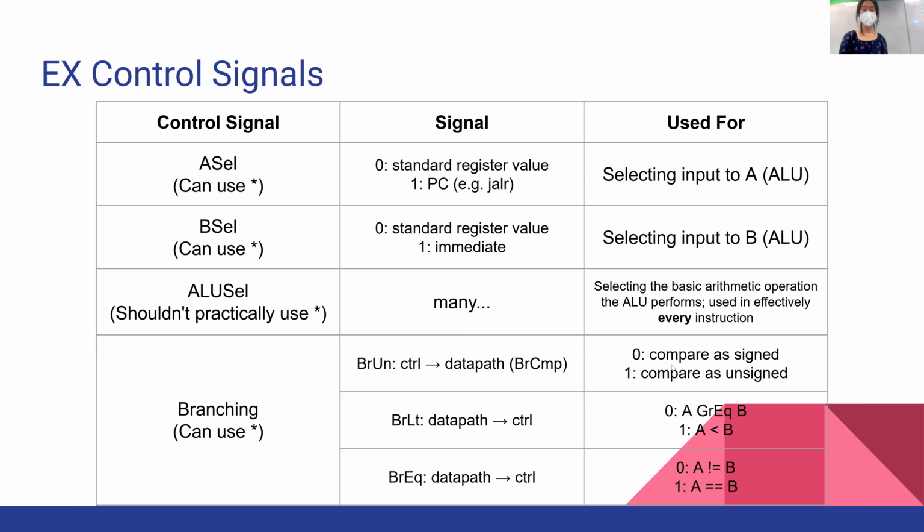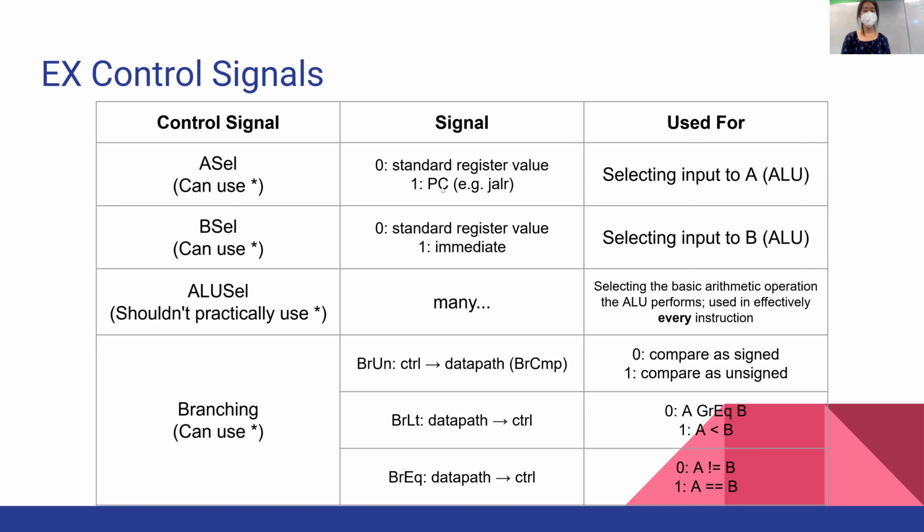And so ALU sel selects the basic arithmetic operation that the ALU performs, and it's used in almost every instruction. In project 3, you'll notice there's going to be a chart of the different operations you want to implement for each instruction. And so the ALU winds up being one giant mux, where you use a selector to decide what operation you're going to execute.